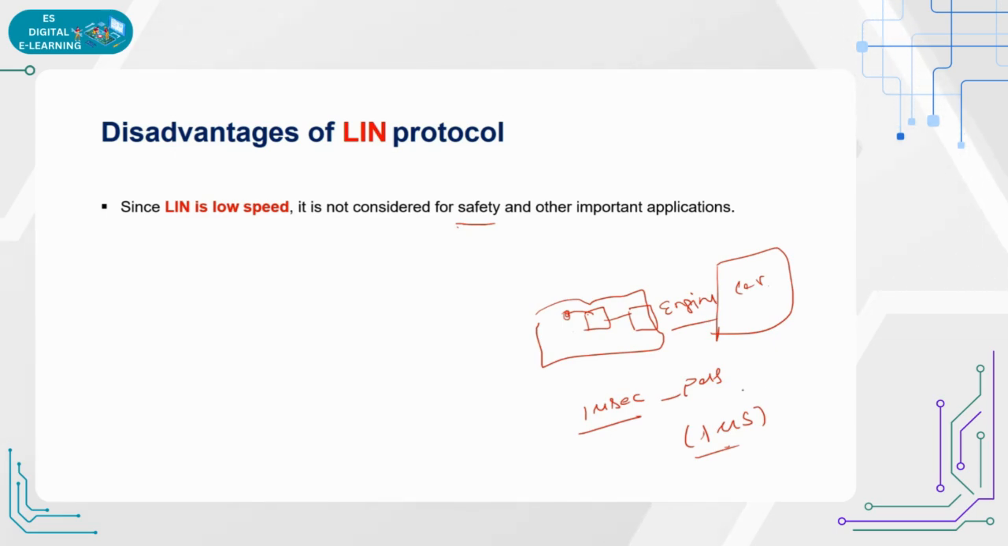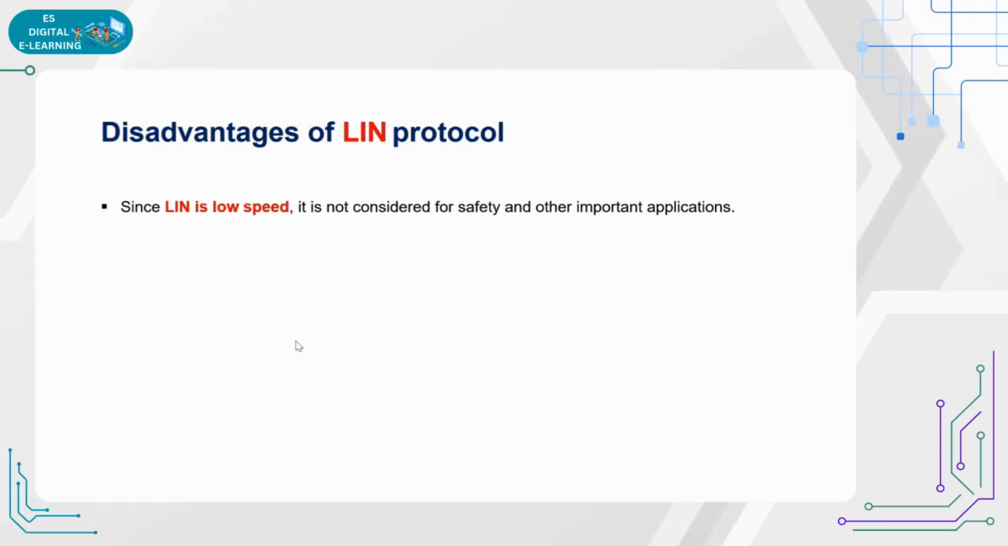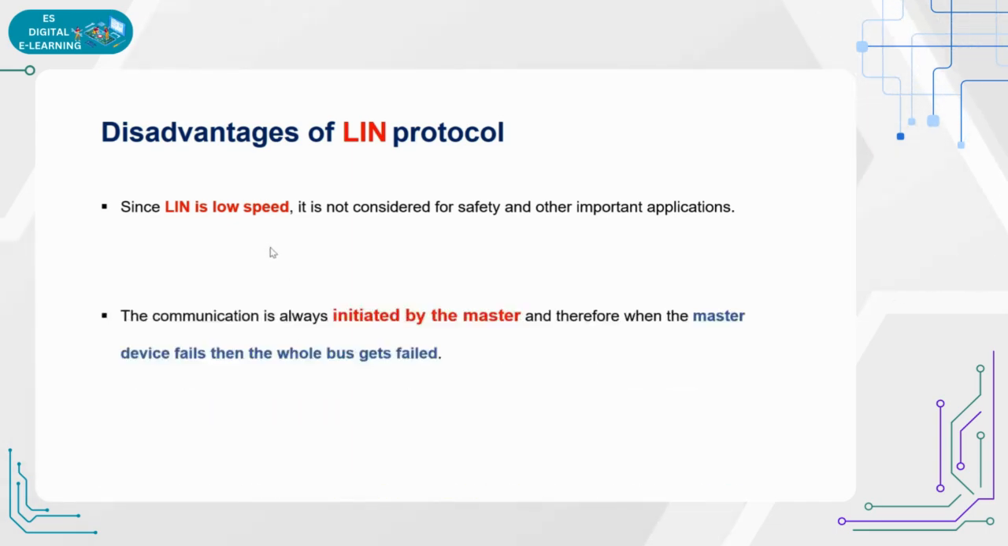But LIN is slow, its speed is 19 kbps, and it will react very slowly, like 1, 2, or 3 seconds. If it reacts that late, the passengers will die and then the airbag will open. There is no safety in that case, right? So for applications like windows or sunroof, it will be very easy, but for some other applications it won't be applicable. That is a big disadvantage of LIN.